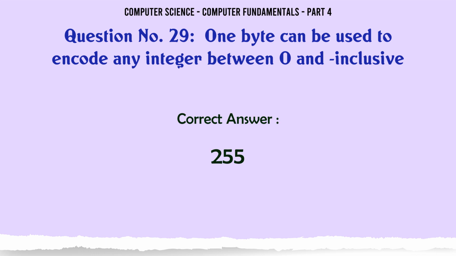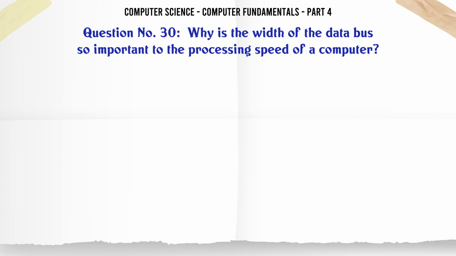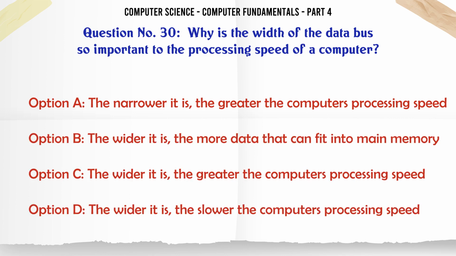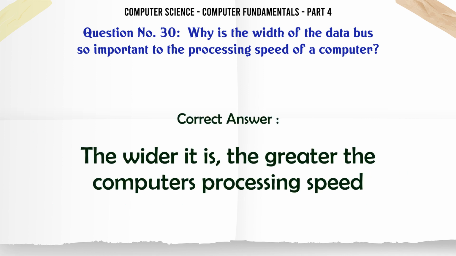255. Why is the width of the data bus so important to the processing speed of a computer? A. The narrower it is, the greater the computer's processing speed. B. The wider it is, the more data that can fit into main memory. C. The wider it is, the greater the computer's processing speed. D. The wider it is, the slower the computer's processing speed. The correct answer is the wider it is, the greater the computer's processing speed.